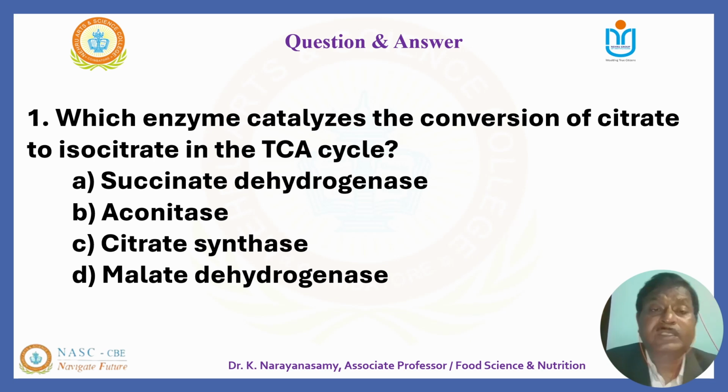So friends, let us come to this question and answer session. First one, which enzyme catalyzes the conversion of citrate to isocitrate in the TCA cycle? A, succinate dehydrogenase, B, aconitase, C, citrate synthase, D, malate dehydrogenase. The answer is B, aconitase.